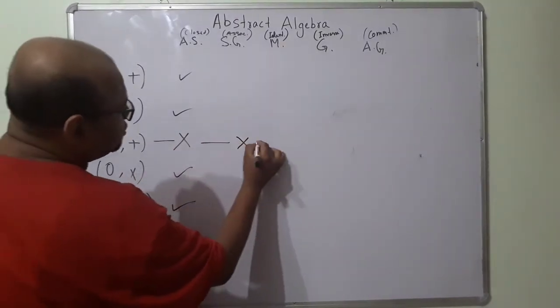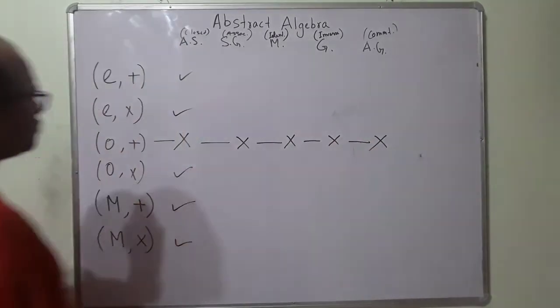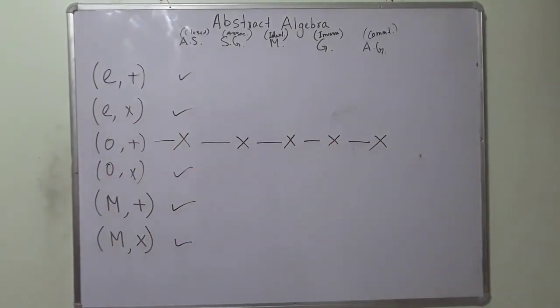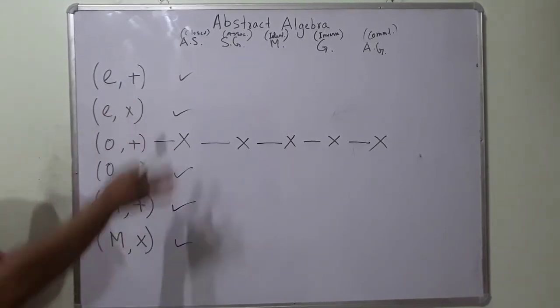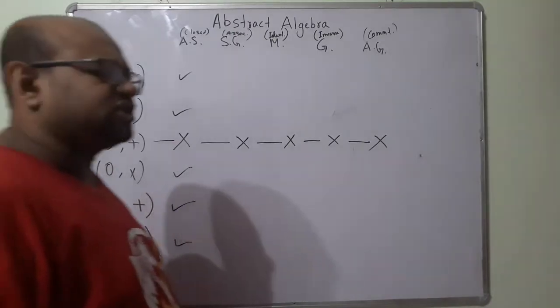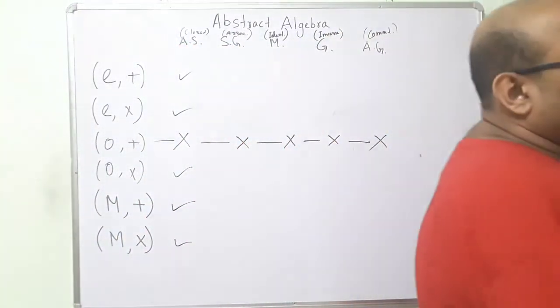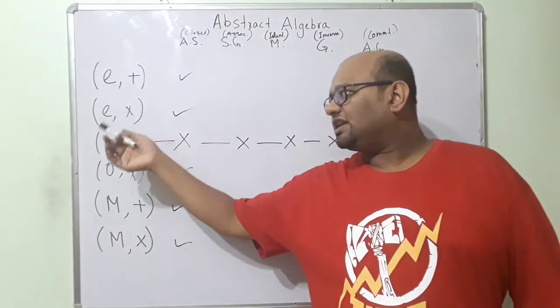This is not a semigroup. This is not a magma. This is not a group. This is not an abelian group. Now, is it associative? Addition and multiplication. I know it is associative for natural numbers, for real numbers, for integers. Is it associative here?